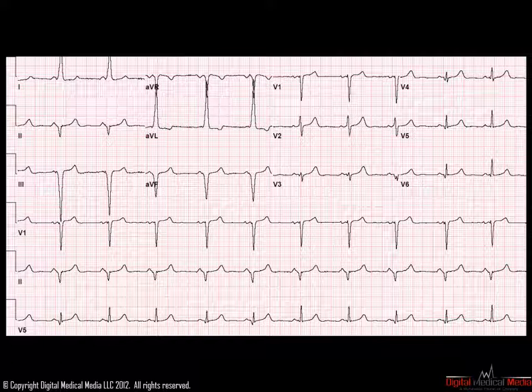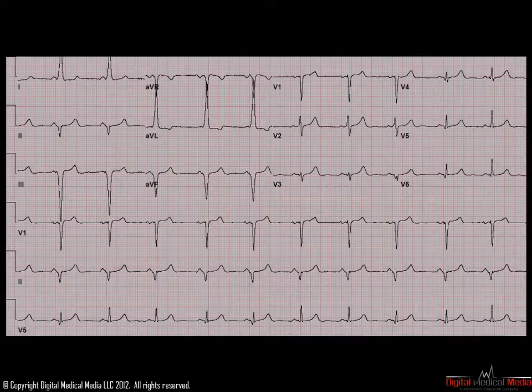This sloping is best seen in leads 1, 2, 3, AVL, and AVF. Leads 1 and AVL have an upsloping beginning portion of the QRS, whereas leads 2, 3, and AVF have a downgoing slope to the beginning of the QRS.